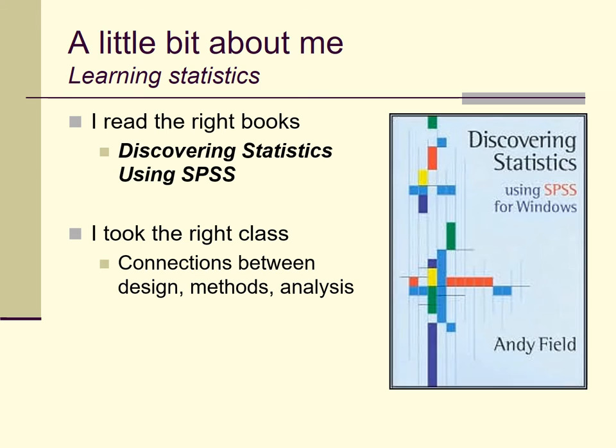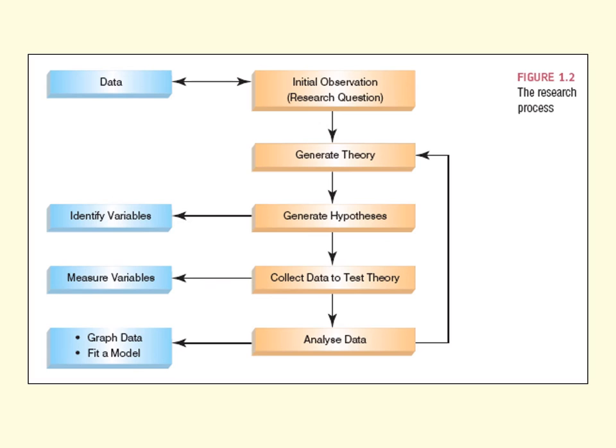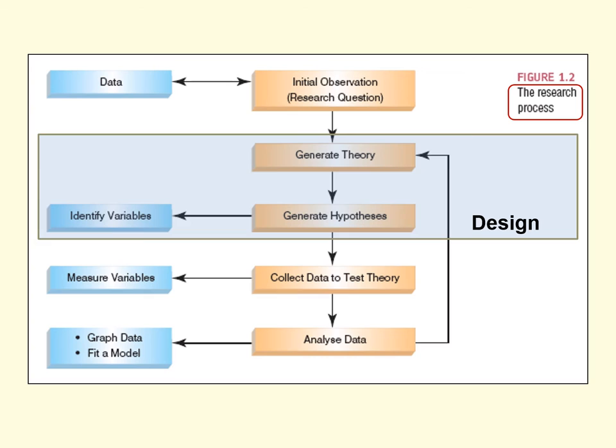Now, the current version of Andy Field's textbook uses this graphic, and it's meant to represent pictographically the research process. If we wanted to divide up this flowchart, we could say there's this stage in the research process where we come up with an idea, we generate a theory perhaps, then from it generate some hypotheses and identify variables that we want to study to test those hypotheses. We might call that the research design process. You're designing the overall look of your study.